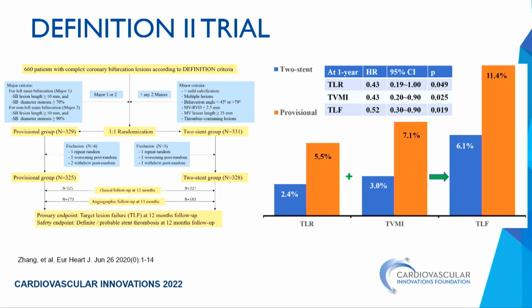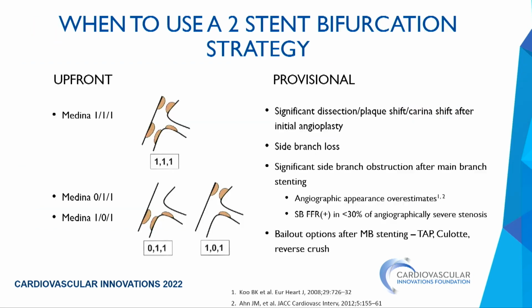Not only did you have to have that, but then they also had to have minor criteria like thrombus, multiple lesions, calcification, and tighter or more narrow angles. So it was really a much more complicated lesion subset. And I think when you're starting to look at the more complicated lesion subsets, that's why it explained the value of doing a 2-stent strategy that was seen in this trial over a provisional approach.